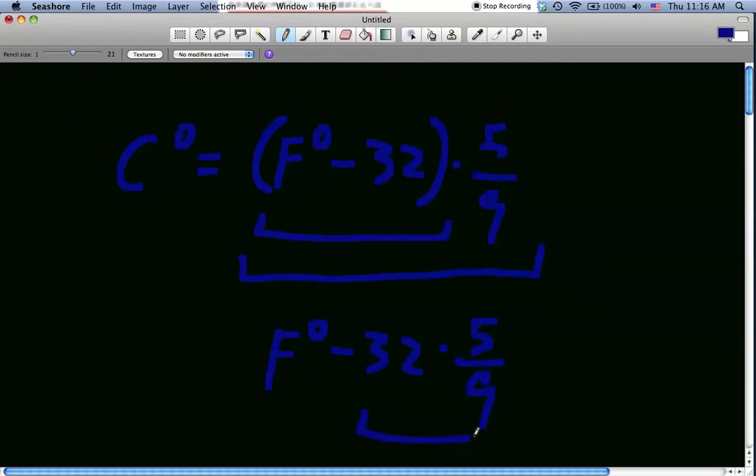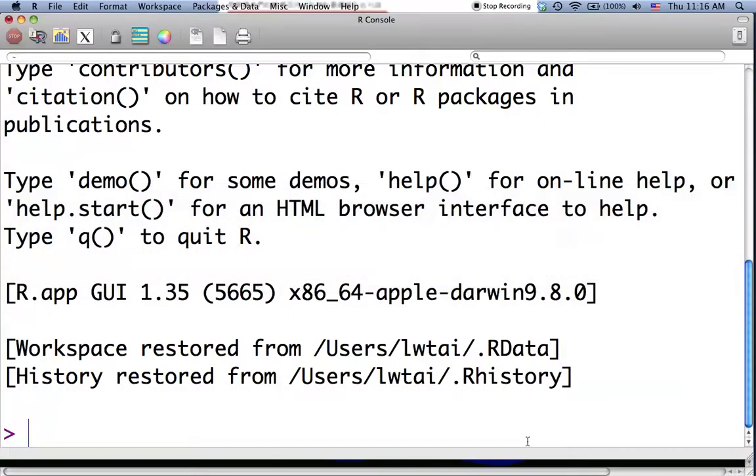Notice in this case, we'll do the multiplication first, then do the subtraction afterwards. This will result in very different answers. Let's see how R handles these cases.